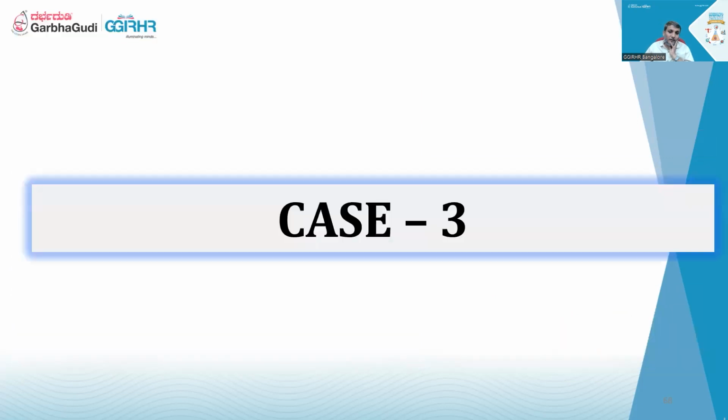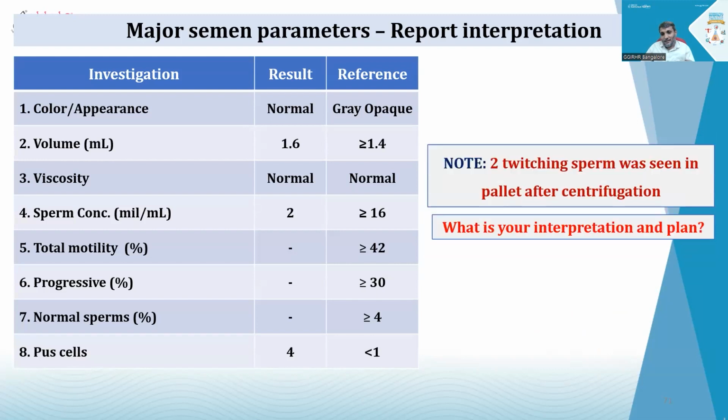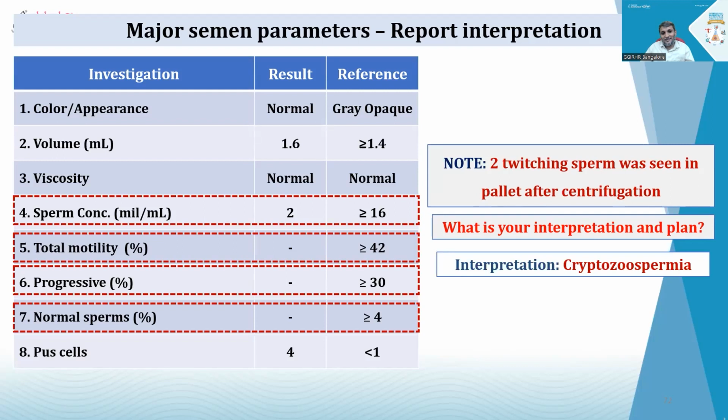Now, case 3, last case. Just see this. There is no motility at all, no normal sperms. Concentration is only 2, means in the whole semen sample I was able to find only 2 sperms. What is your interpretation? Cryptospermia. Very nice. It is a cryptospermia.